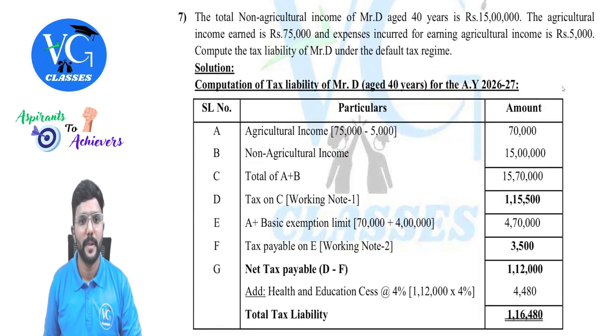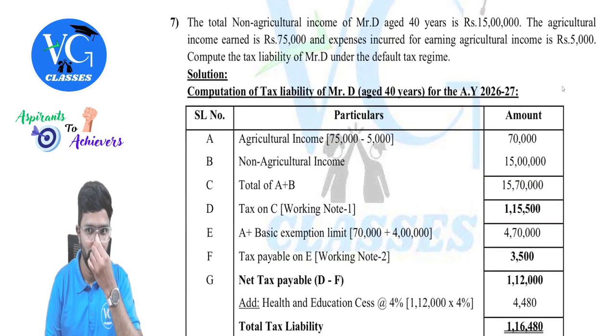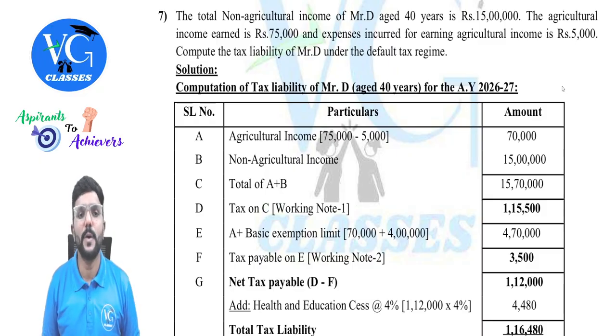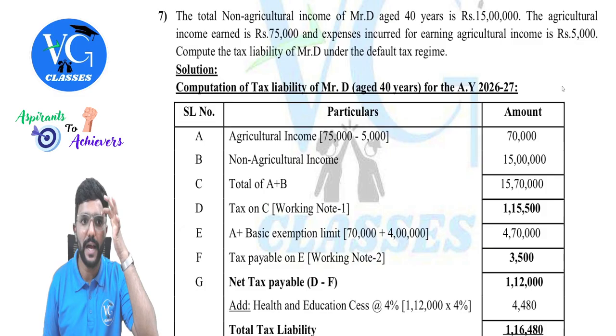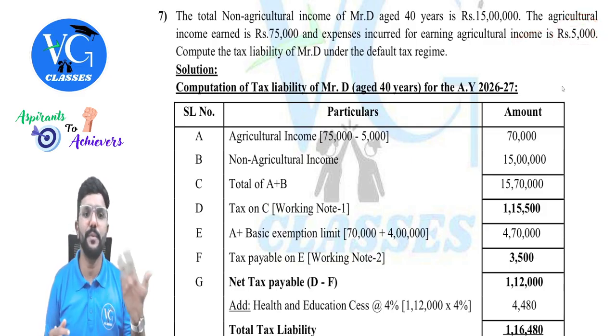Yes. You can come to question number 7. The total non-agricultural income of Mr. D, aged 40 years, is 15 lakh. The agricultural income earned is 75,000. The expenses incurred for earning agriculture income is 5,000. Okay. Compute the tax liability.